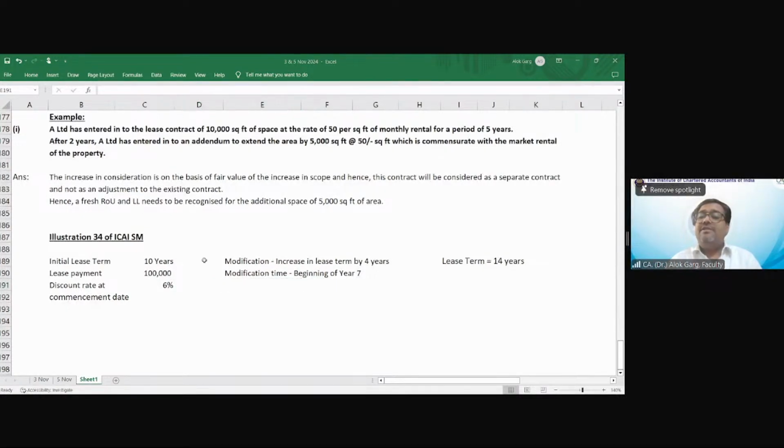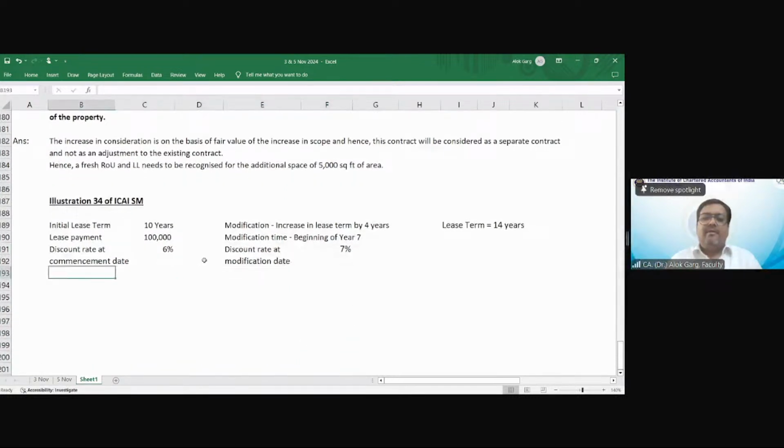Friends, what is the discount rate at the modification date? Discount rate at commencement date is 6%. But what is my discount rate at modification date? 7%. This is given in the question, 7%. From simple logic, I am asking you 2-3 questions, and you need to answer me by applying simple logic.